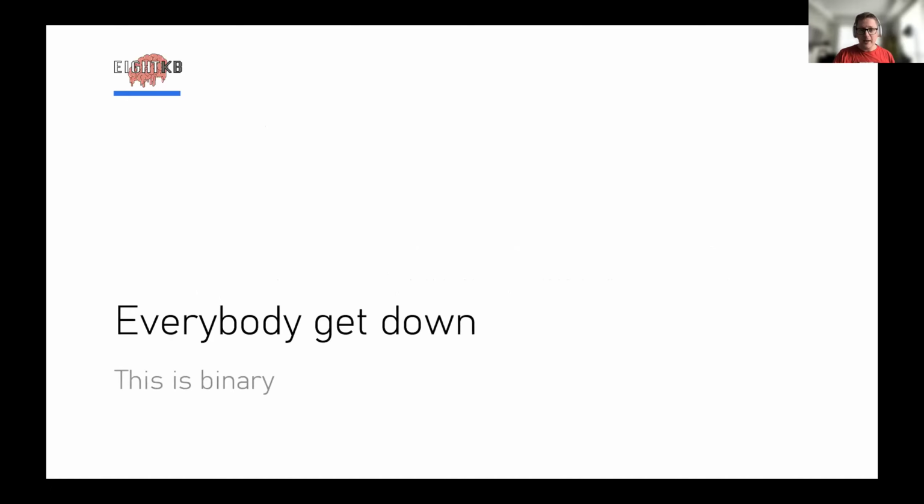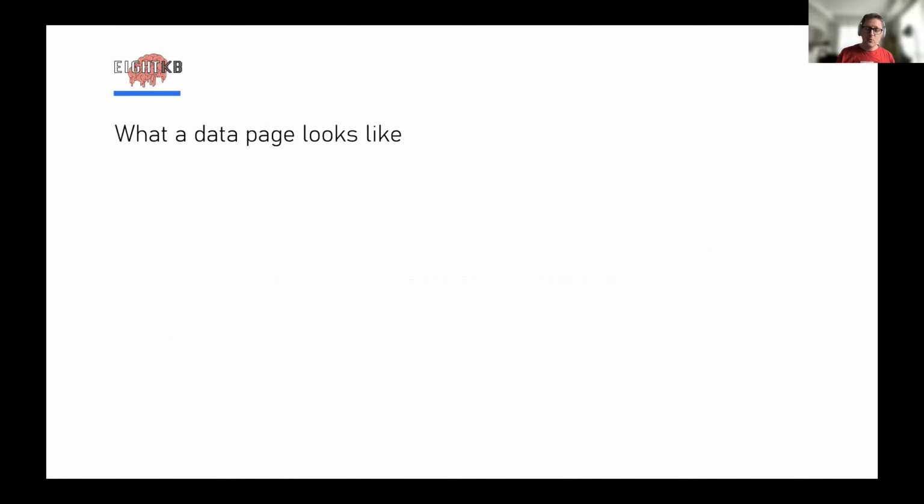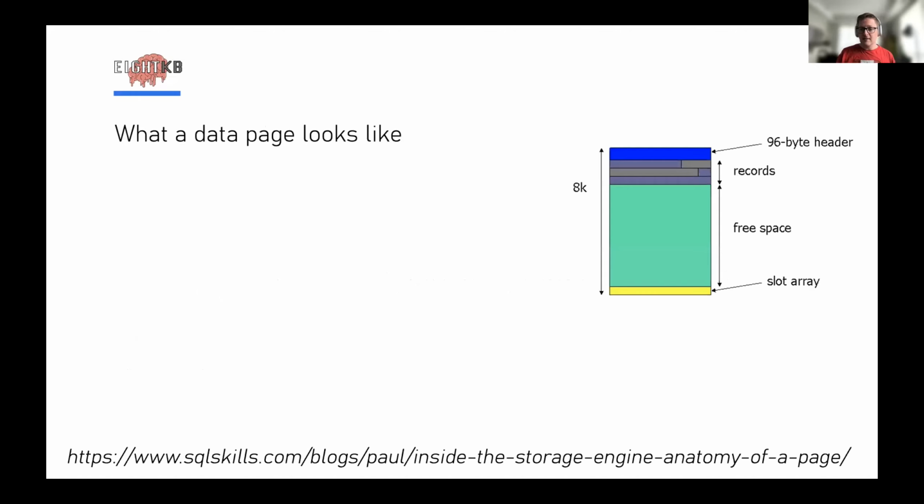So everybody get down. This is binary. What does a data page look like? How many people, show of hands, that was a joke, I can't see anyone, recognize this image from Paul Randal's blog? A data page has 8192 bytes.